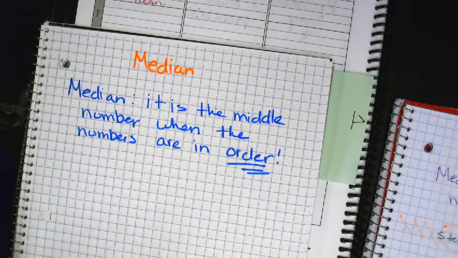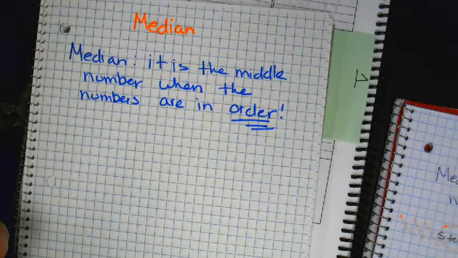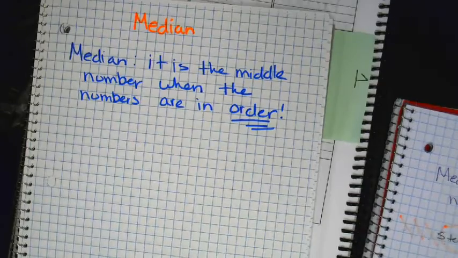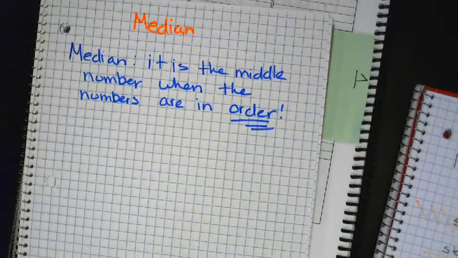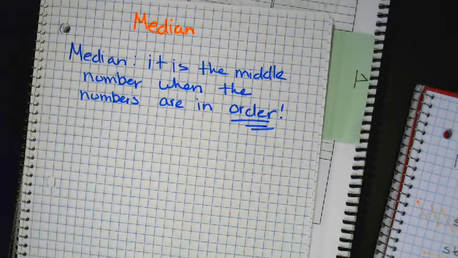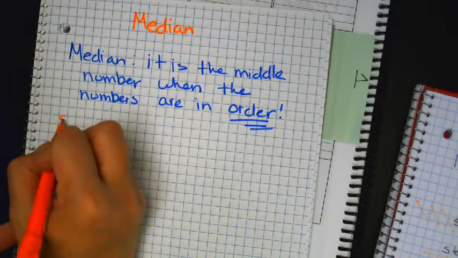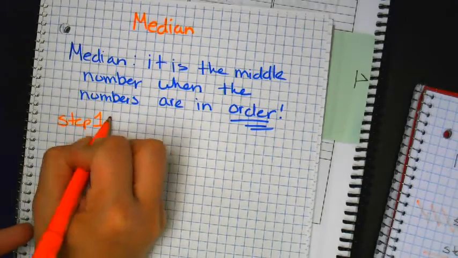What's the number one mistake kids do? They don't put them in order. Okay? They have to put them in order. People, it's the easiest one to do for the most part. Way easier than mean, but the number one mistake is that kids don't put them in order, so everything is wrong. So step one. Put the numbers in order.